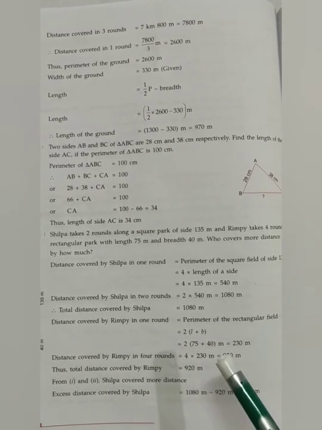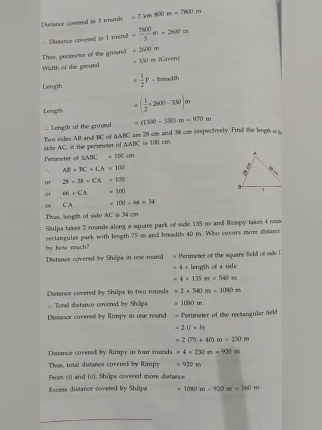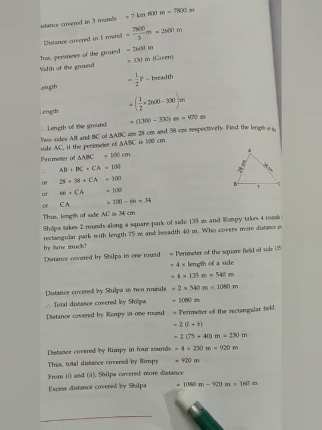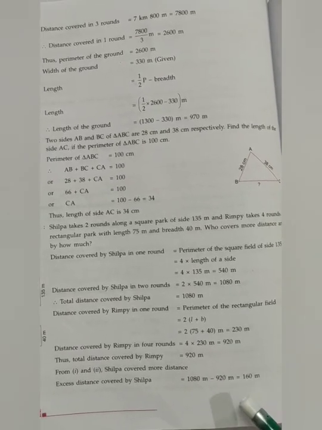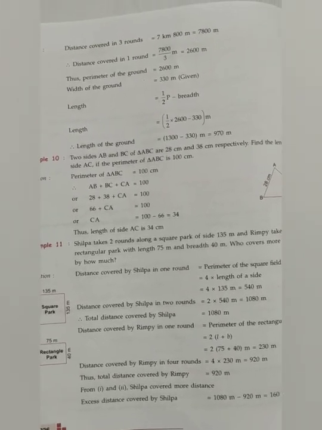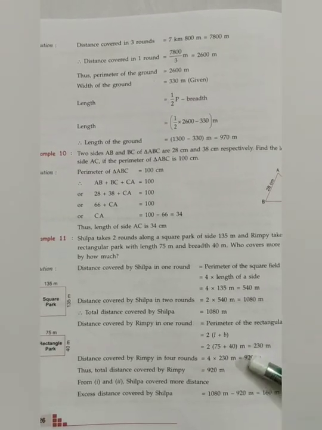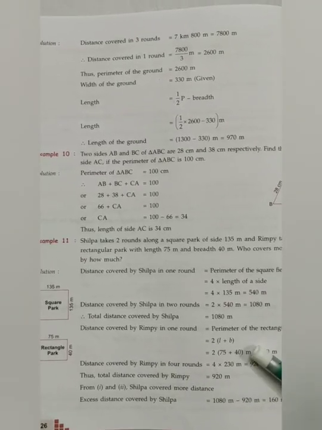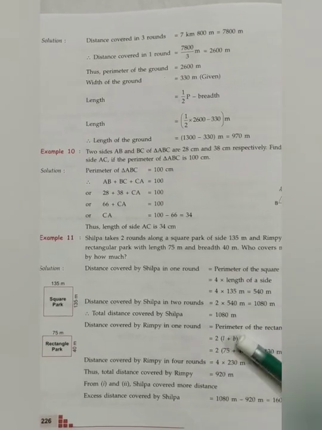So here Silpa covered more distance. Then the excess distance covered by Silpa, we just subtract 1080 meter minus 920 meter equals 160 meter. Okay children. So these are all examples of perimeter. In the next video we will discuss the exercise. Before that you practice all the examples and learn all the formulas.